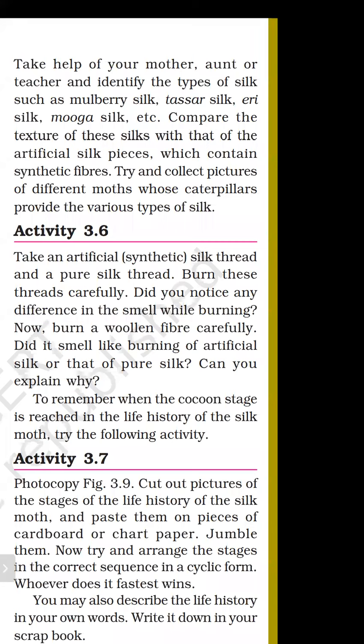So in today's time there is so much artificial silk. Artificial silk means the silk made by human beings. So artificial silk is also there, which contains synthetic fibers. Synthetic are also man-made fibers. Some fibers are obtained from nature, known as natural fibers, but some of the fibers are made in the factories by human beings, that are known as synthetic or artificial fibers. Try and collect pieces of the different moths whose caterpillars provide the various types of silk.